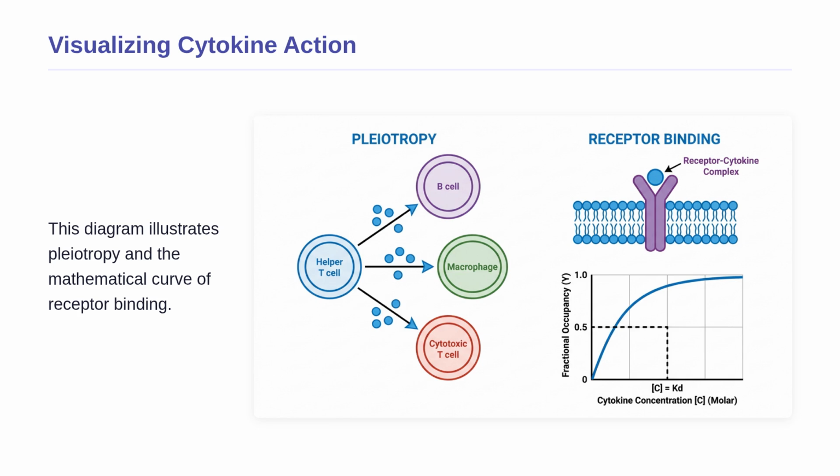On the top right, we see the physical receptor-cytokine complex on the cell membrane. Finally, look at the graph on the bottom right. The curve shows fractional occupancy rising as cytokine concentration increases, eventually maxing out at 1.0. Notice the dashed line. It perfectly illustrates our proof. Exactly at the 50% occupancy mark, the concentration on the horizontal axis is equal to KD.